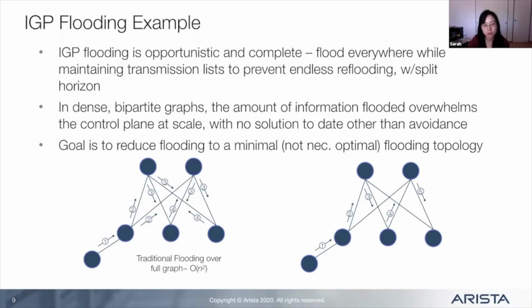So our goal is to reduce the flooding in a dense topology. The idea is we select a subgraph of the physical topology, and then the link state updates are only flooded on this subgraph. We call it the flooding topology. And we can choose a sparse subgraph to reduce the flooding in the network.